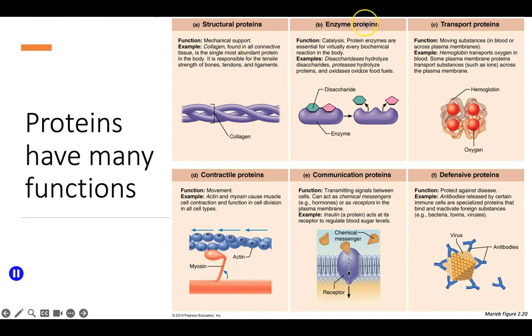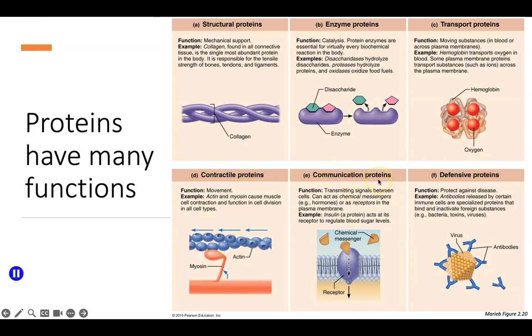We have enzyme proteins, so these are things that are going to catalyze reactions. We have transport proteins. So I mentioned hemoglobin in a previous video, but hemoglobin is going to transport oxygen around the body. Contractile proteins, so actin and myosin are 2 examples. Together, they're going to form a structure that allows for contraction of your muscles.